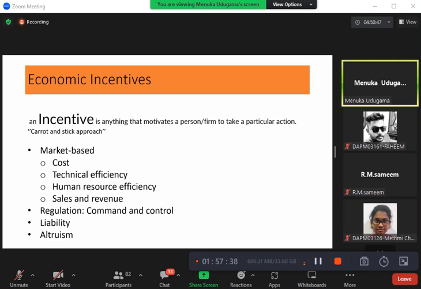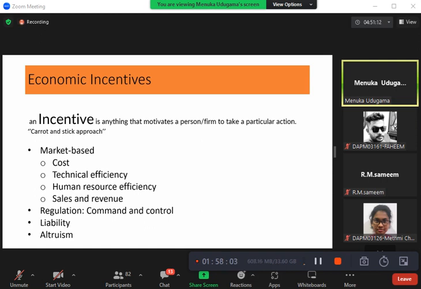For example, why would a firm want to adopt a quality certificate? Why, as a person, would you want to protect the forest near you, the beach near you? Why would the government want to protect the beaches in the country? Why would a factory or a company want to protect its environment? So these are called economic incentives.